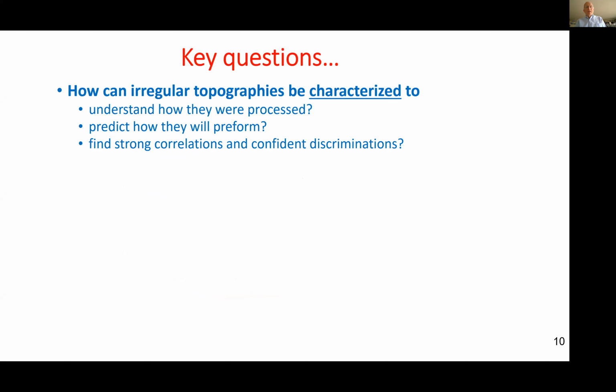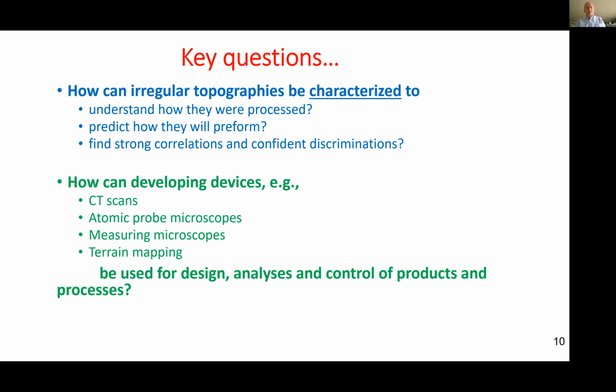So one of the key questions is, how can we characterize irregularity? To understand how the surface was processed, predict how they're going to perform, and to find strong correlations and confident discriminations. And so these are coming up, and we have developing and developed devices. CT scans are getting better all the time and are important in looking at additive surfaces, for example.